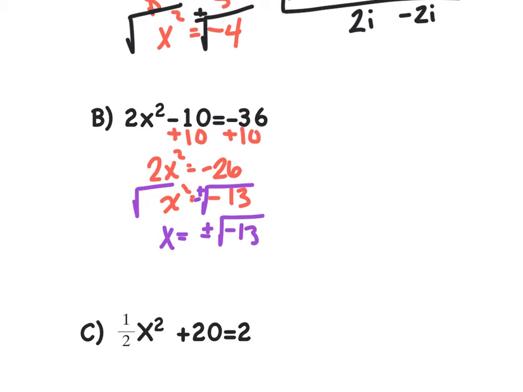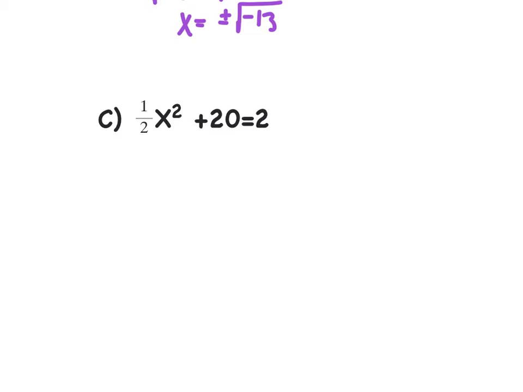Now would you agree you can't break 13 down? But you can pull out an i. So I would say that's i radical 13. And again, where does that i come from? Well, it's imaginary because there's a negative under the square root.